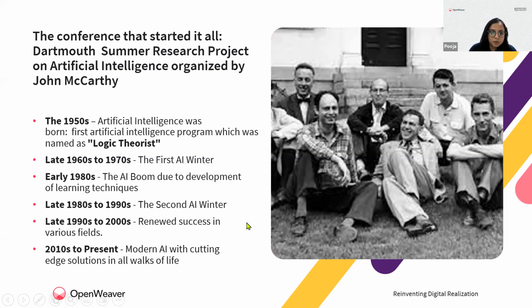So we saw that after the AI winter of the 1980s to 1990s, there was a renewed success in various fields in artificial intelligence. We could see a good amount of changes, little bits of things moving around. Only from 2010 to the present do we see the cutting-edge solutions which we are already using.